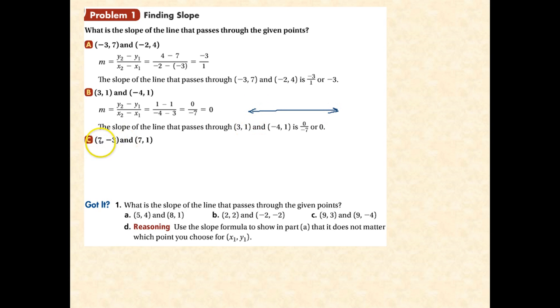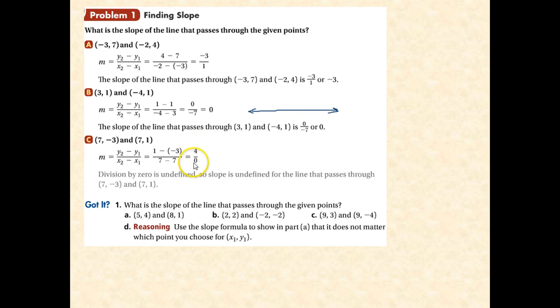What about this one? 7, negative 3, and 7, 1. Same formula. y2 minus y1 is 1 minus negative 3. That'll be 4. x2 minus x1 is 7 minus 7, which is 0. But here's the problem. 4 divided by 0 doesn't make sense. We're not allowed to divide by 0. That is what we call undefined. It's a vertical line, and vertical lines have an undefined slope.